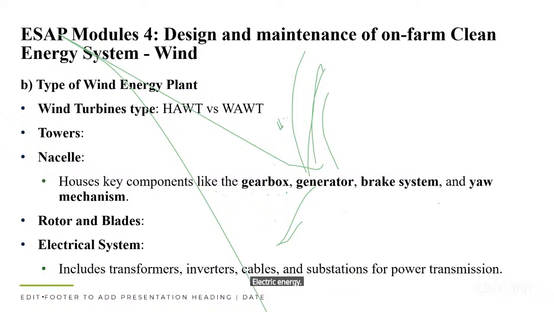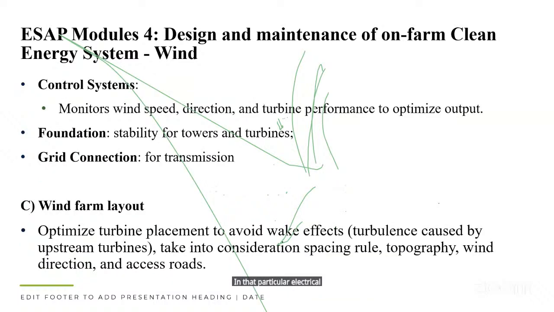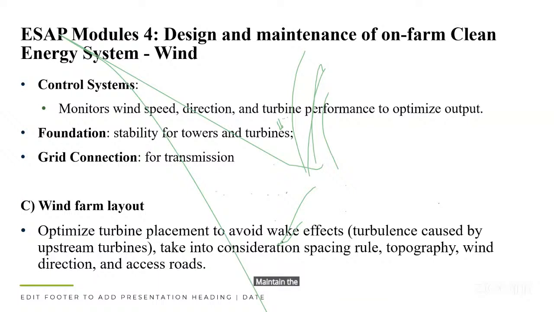But then we need to look at also the electric system, basically the transmission system, because there we have the electrical wires and lines, you have the transformers, you have all the wiring, all the inverters in that particular electrical system. So we need to check those. Then we have the control system. In the control system, that will also control the speed direction, the speed magnitude, but also maintain the performance of a turbine in an optimal way.